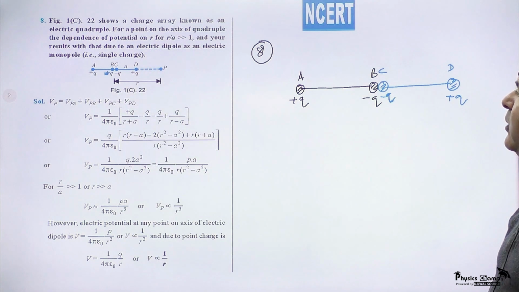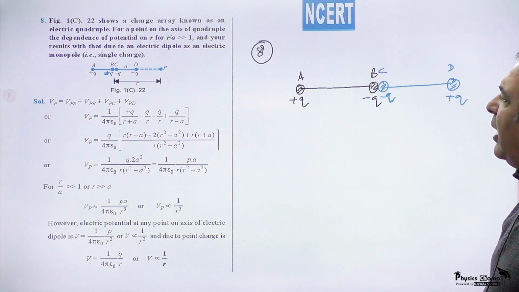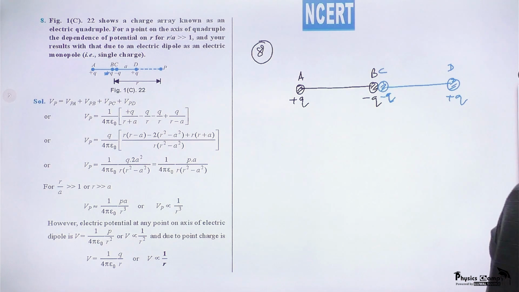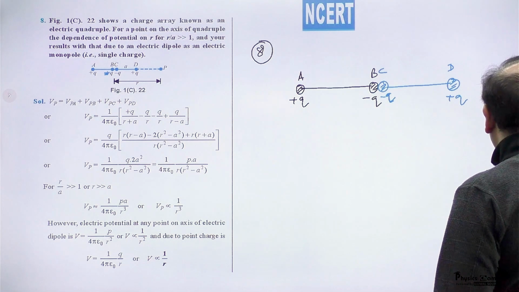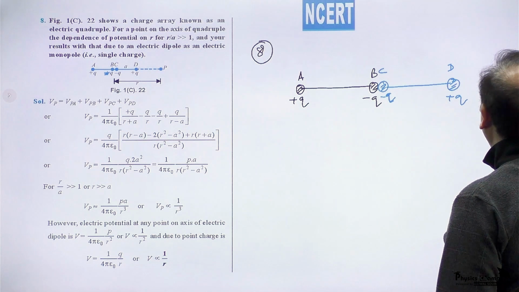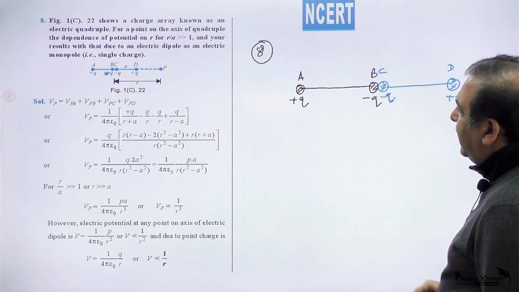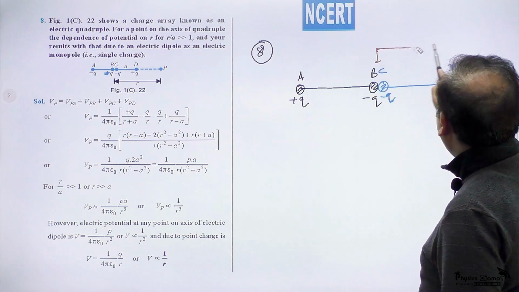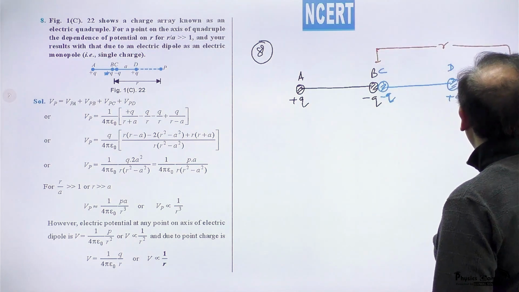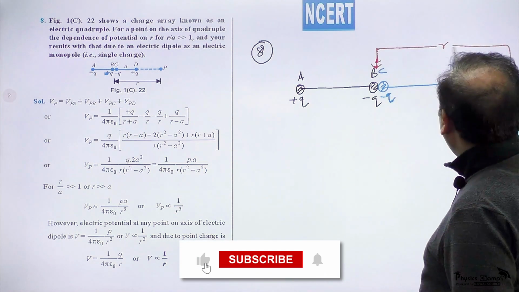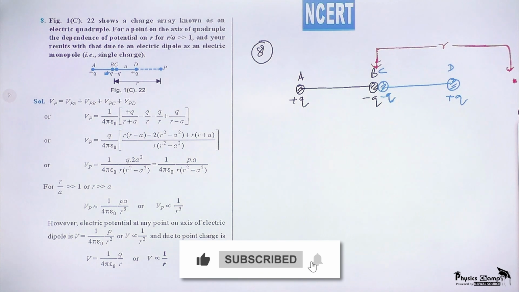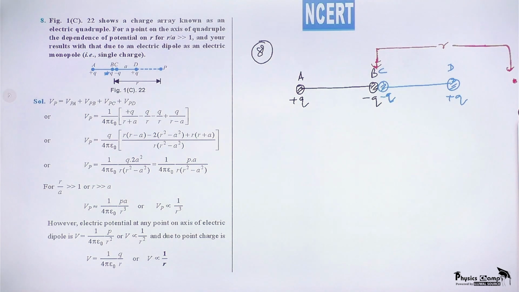For a point on the axis of the quadrupole, the dependence of potential on R is, so you have a point maybe here, call it point P, and this point is at a distance R from its center. What will be the net potential at point P?